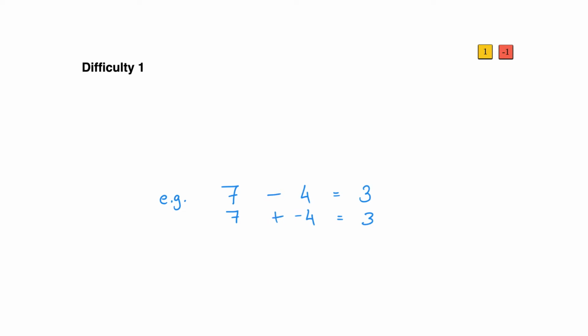And in general, if you are subtracting a quantity, it is the same as if you were adding the additive inverse. Basically, the same quantity, but with the opposite sign. So, as another example, if I had 8 minus 17, it's the same as 8 plus negative 17.